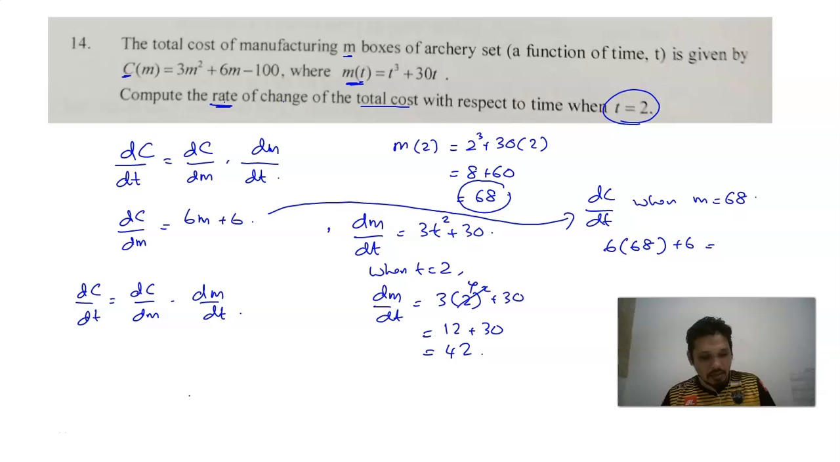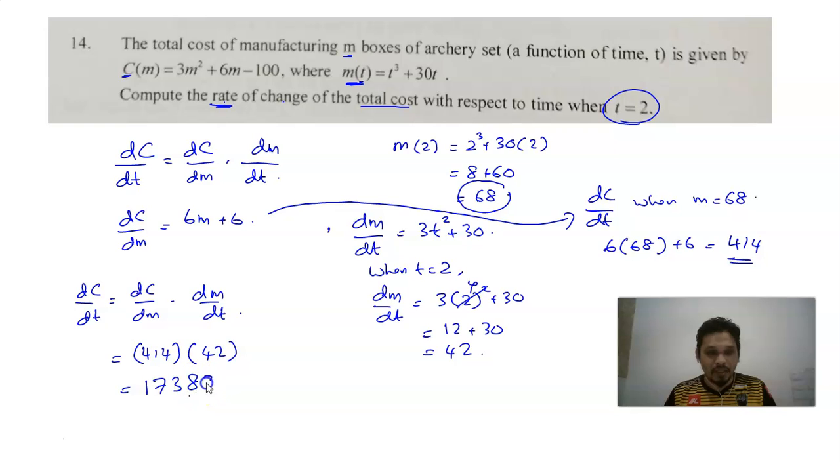okay, 68 times 6 plus 6, which is 414. Okay, then we substitute the value of 414 here, and dm/dt equals 42. So 414 multiplied with 42 equals 17388. Okay, so the question: total cost, compute the rate of change at t equals 2, dC/dt equals 17388.